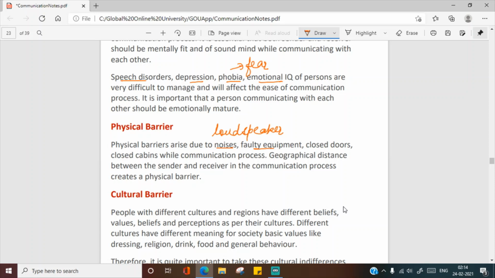Also geographical distance. If you are working in a company in India, and the other person, your boss, is in Australia, this is also a barrier. Since there is so much geographical distance between the sender and receiver, this is also a physical barrier. Also here they are talking about closed doors. If you are in a suffocated, closed room, that will also be a physical barrier because people will not be able to freely communicate, right?